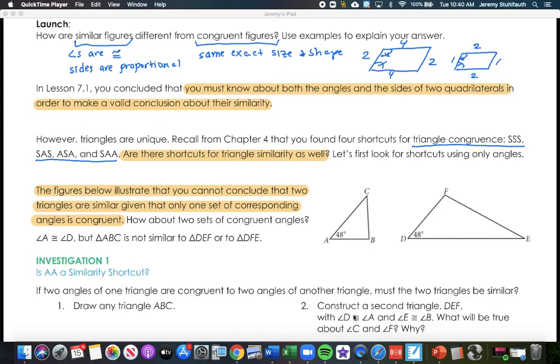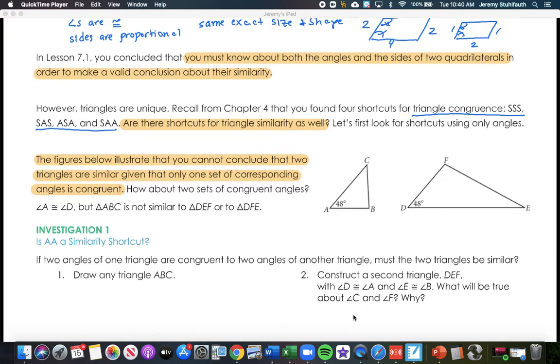If we take a look at these two triangles, you will see that knowing only one set of corresponding angles is congruent does not make the triangles similar. If you look at angle A, it's 48 degrees. If you look at angle D, it's 48 degrees. But you can clearly see that F and B would not be the same size, and that C and E would not be the same size. Actually, I misspoke: C and F are corresponding, and they are not the same. B and E are corresponding, and they are not the same angle size, clearly.